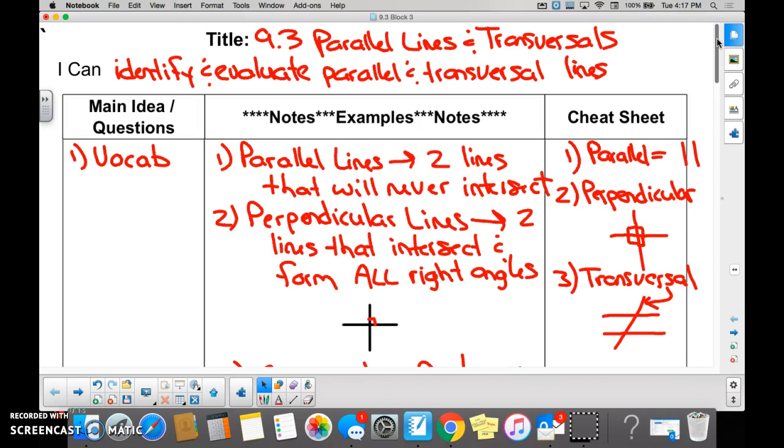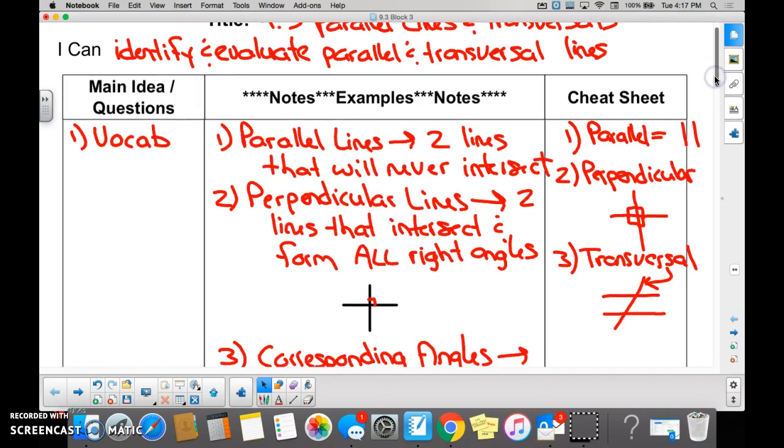9.3 parallel lines and transversals. I can identify and evaluate parallel and transversal lines. We first need to understand what these two types of lines are. A parallel line would be two lines that will never intersect. Think railroad tracks. Railroad tracks are parallel lines. They are two lines that never intersect. So if we follow those two lines, like on the railroad tracks, they will never ever cross each other.